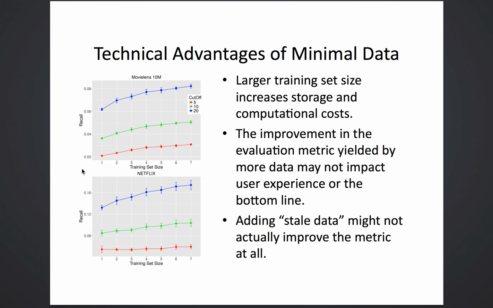The evaluation metric improvement that you see when adding more and more data may not be significant or may not impact the user experience or the bottom line. That needs to be empirically verified. And finally, the key insight in temporal data is that stale data that is too old may not actually improve the metric, and in a non-stationary data environment may actually hurt you. So these are basically the well-known technical advantages of not using more data than you need.